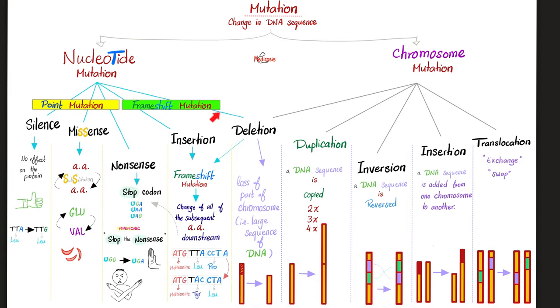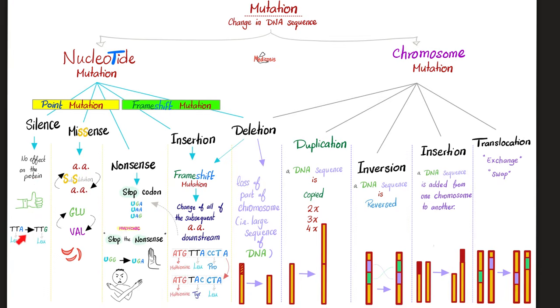Now here is the best slide in genetics since the invention of peanut butter. Nucleotide mutation, chromosome mutation. Nucleotide mutations could be point or frame shift. The point is silent, missense, or nonsense. Silent, what does that mean? No effect on the protein. Everything is hunky-dory. Thumbs up.